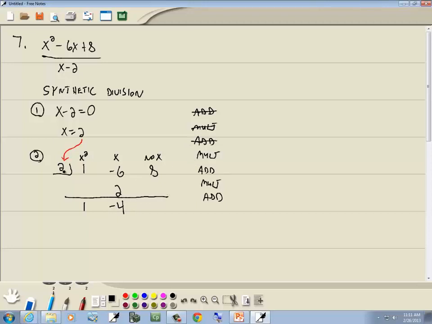And then we want to multiply. You always multiply by the number up in the box, by the number you just put down there. 2 times negative 4 gives us negative 8. And then we want to add. 8 minus 8 is 0. We don't have to do these last two. Now this up here was x squared. This is going to be 1 degree lower. So this will be x. This will be our no x. This will be our remainder. So our answer is going to be x minus 4.